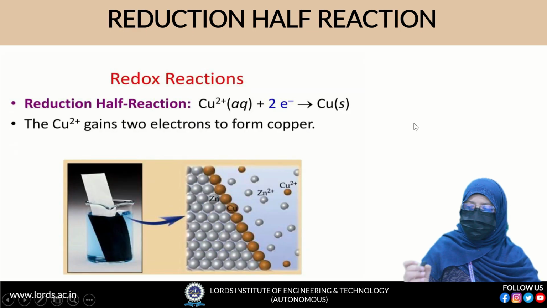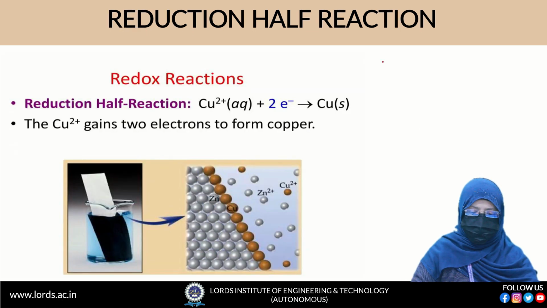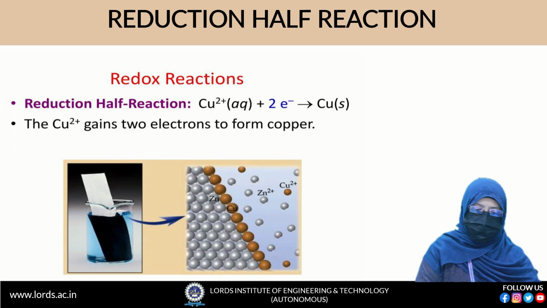Next, reduction half. What is the reduction half? When a metal gains the electron. So losing of electron is called oxidation, whereas gaining of electron is called reduction. In gaining of electron, the oxidation state or oxidation number decreases. If you see here we have oxidation number 2 and here we have 0, which means the oxidation state decreases; that is called the reduction half reaction.